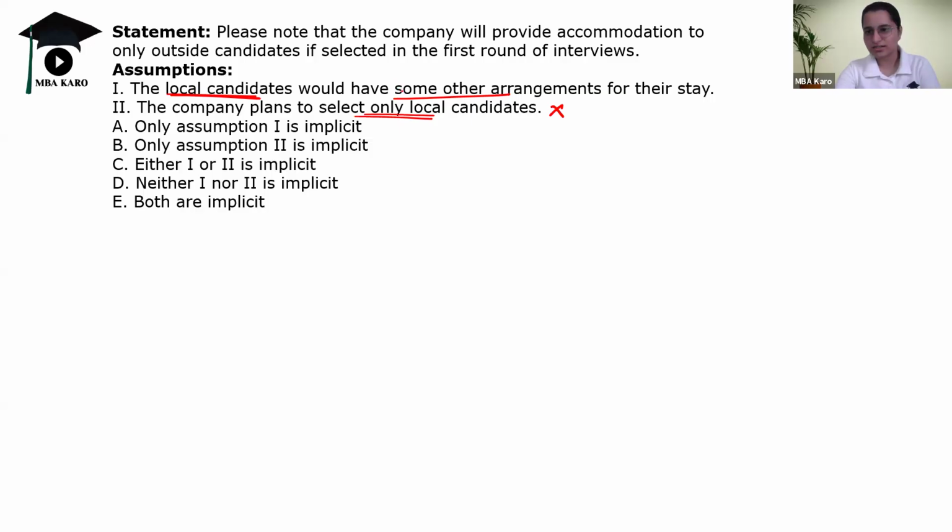They are not even mentioning that local candidates are going to come from their house only. They're saying they would have some other arrangements. Why? Because they're local candidates. They'll have friends all around the city. They might have some relatives all around the city. Definitely, they'll know that city very well, so they can arrange accommodation for themselves. So this assumption is supporting our statement. That is why the company is not providing accommodation to local candidates. Understood? So here only one is implicit. The correct answer is option A.